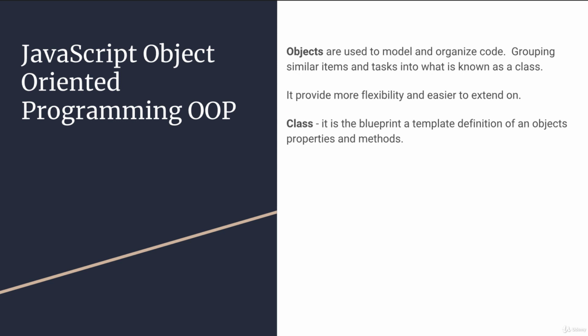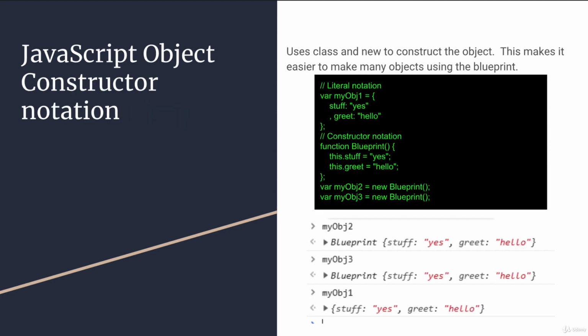So you can think of a class as a blueprint or template, definition of objects, properties, and how it's all held together. In order to use classes, we can construct the object, and this makes it easier to do it over and over again using the blueprint as a guide in order to make those constructions.